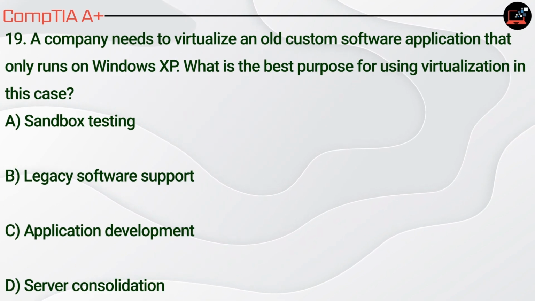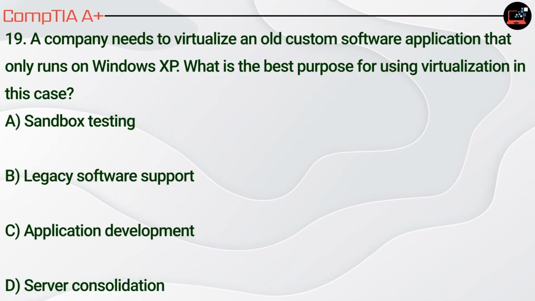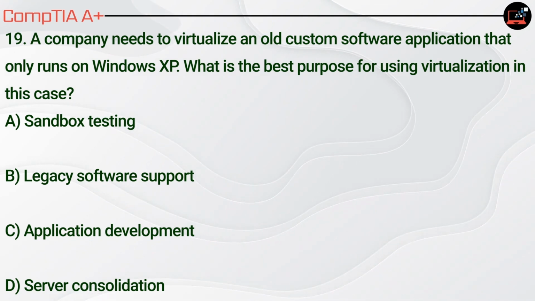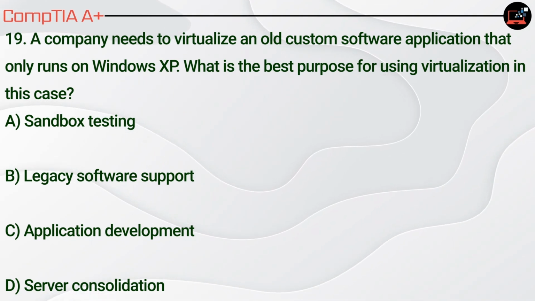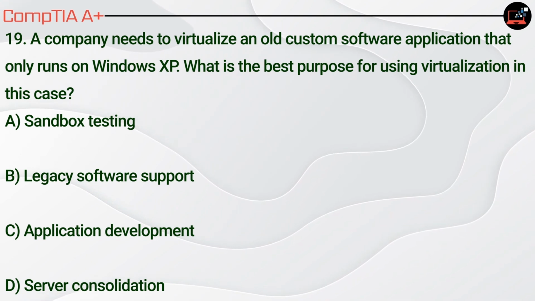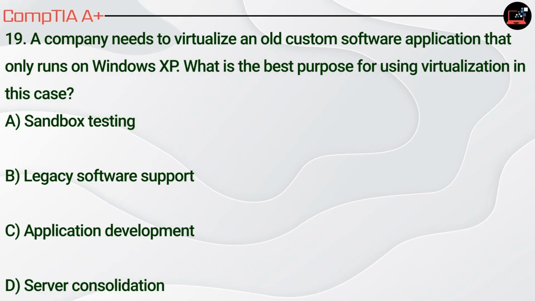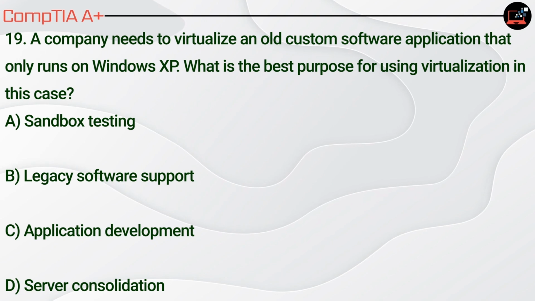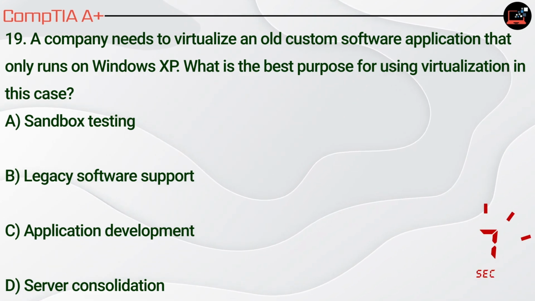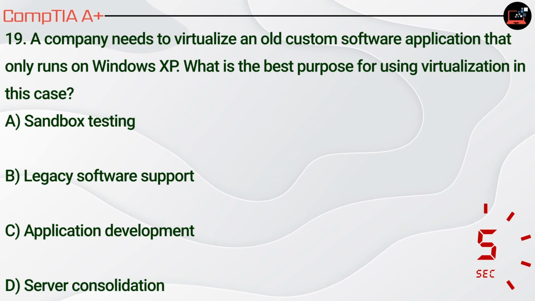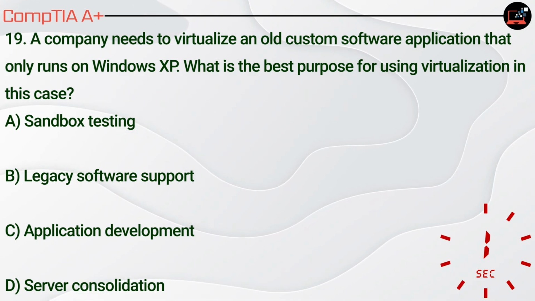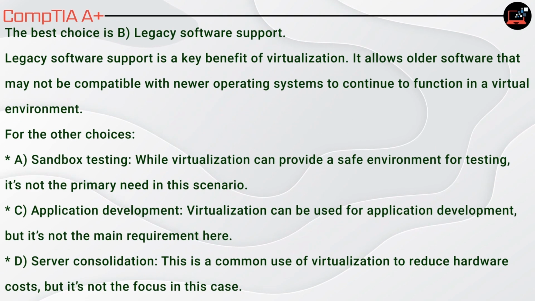(19) A company needs to virtualize an old custom software application that only runs on Windows XP. What is the best purpose for using virtualization in this case? A. Sandbox testing. B. Legacy software support. C. Application development. D. Server consolidation. The best choice is B.